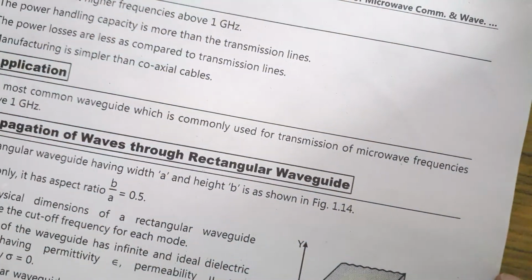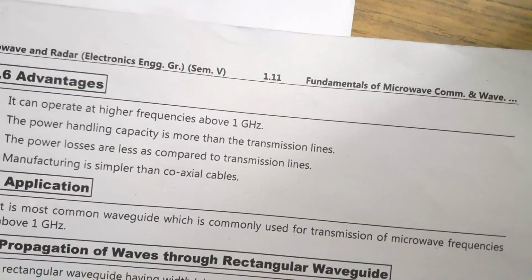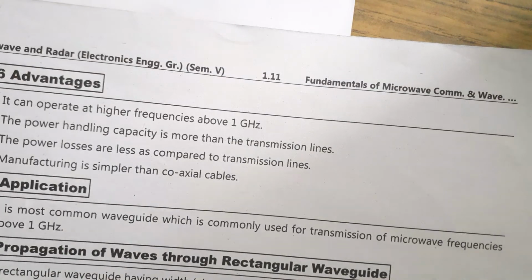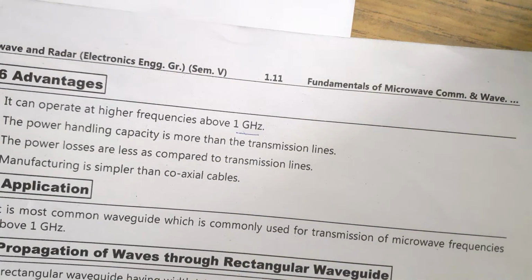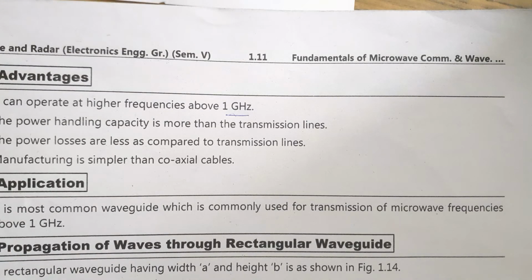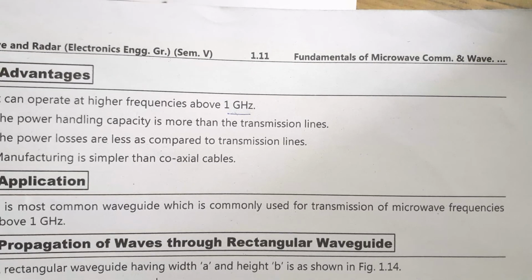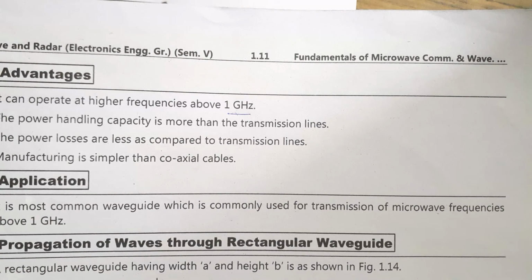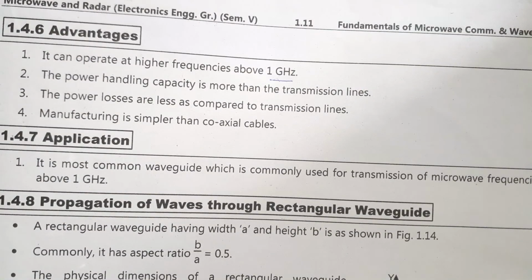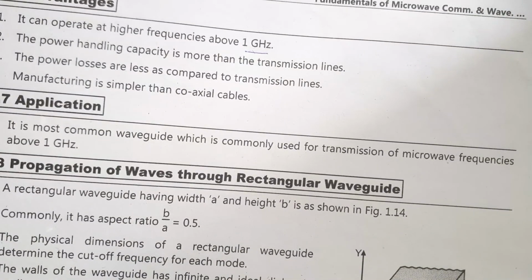So what are the advantages of the rectangular waveguide? It can operate at higher frequencies above 1 gigahertz. Just remember this point for the multiple choice questions. The power handling capacity is more than a transmission line. Power losses are less compared to a transmission line, and manufacturing is simpler than coaxial cables. The application is the most common waveguide, commonly used for transmission of microwave frequencies above 1 gigahertz.